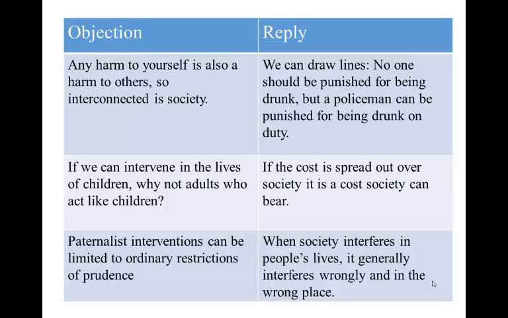Finally, Mill suggests that paternalist interventions might be limited to ordinary restrictions of prudence. Aren't there mild ways that we can intervene that are fine? And Mill replies that when society interferes with people's lives, it generally interferes wrongly and in the wrong place. So this is an important idea for Mill. The government just is not a good parent, and therefore it shouldn't try to act like a parent.